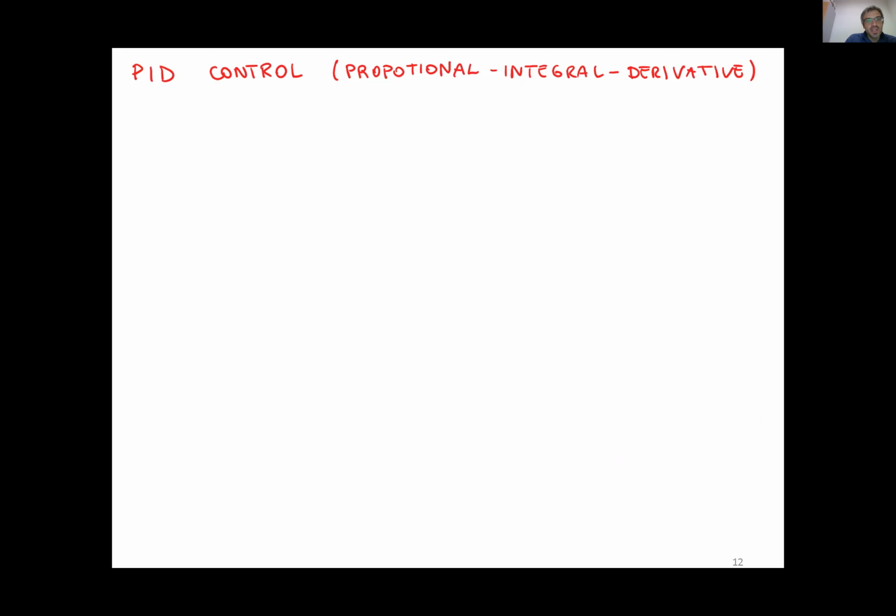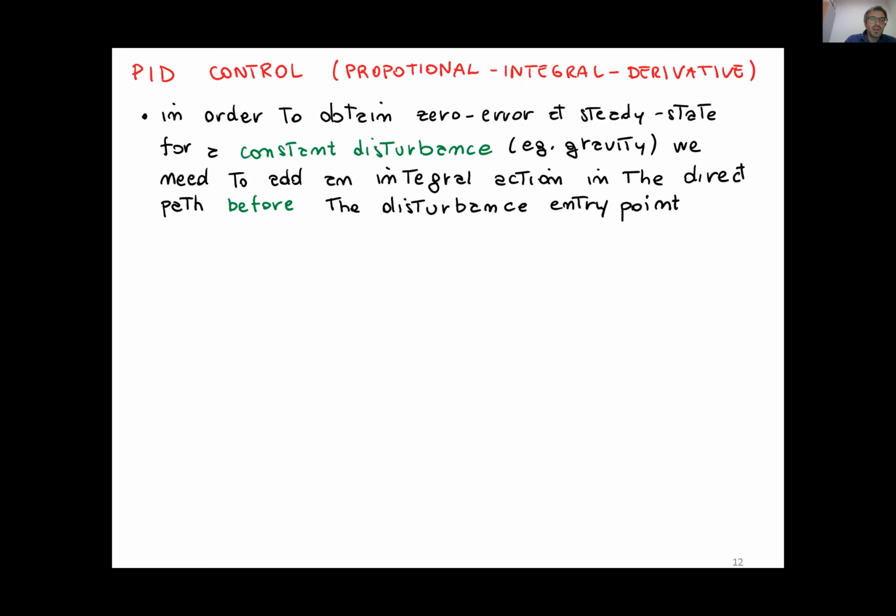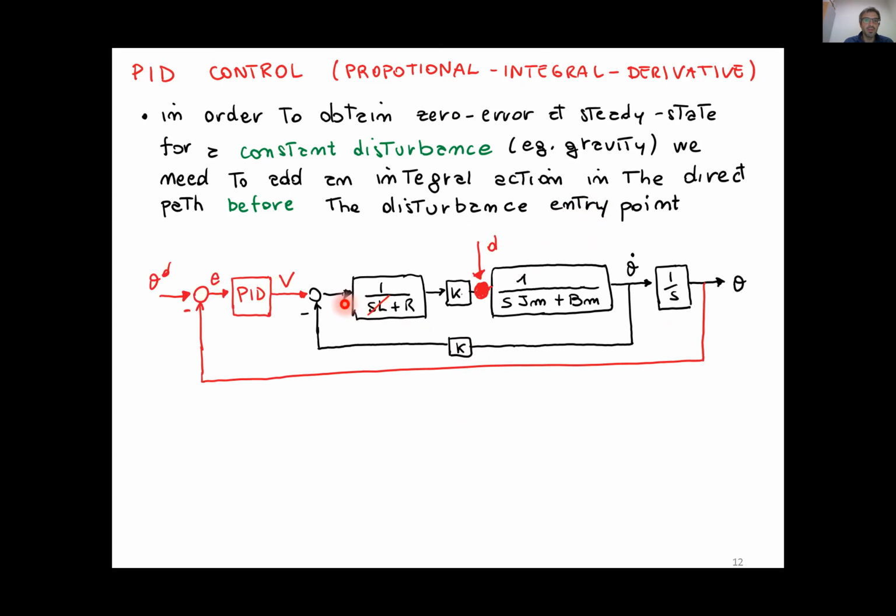So the next structure that we see is the PID controller, which is nothing else than adding also an integral control action. The reason for which we usually add integral control action is to achieve zero error at steady state, for example with constant disturbances, like gravity or a constant offset. And this control action, to be able to set the steady state error to zero, should be in the path before the entry point of a disturbance. And usually, since the controller is before the transfer function of the system, this is always the case.